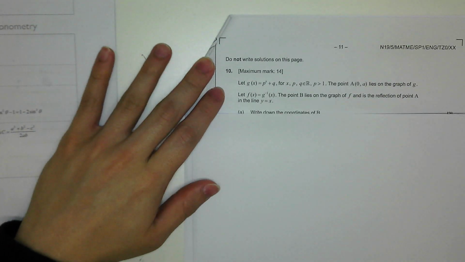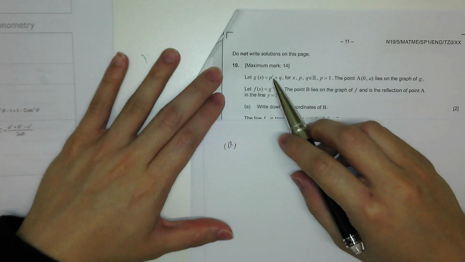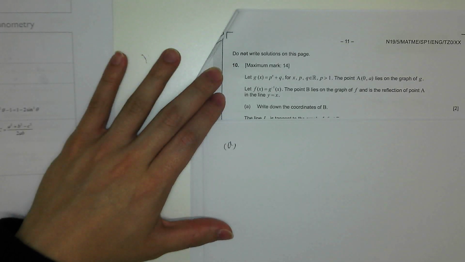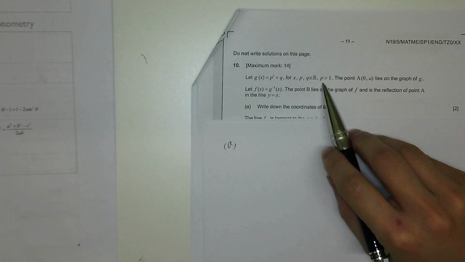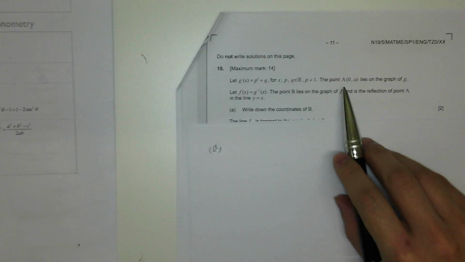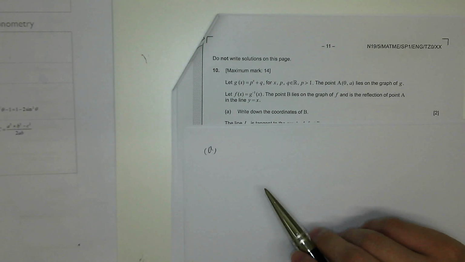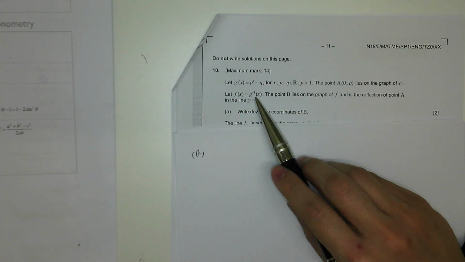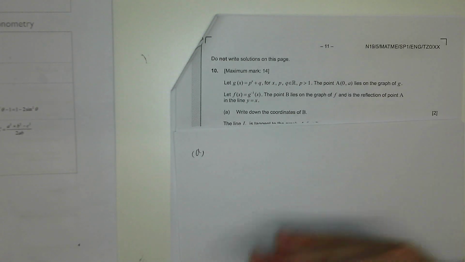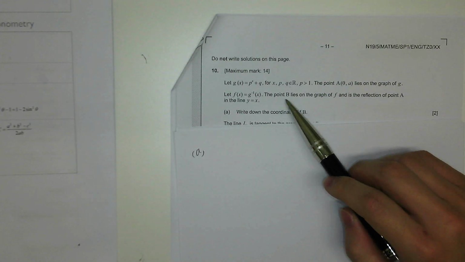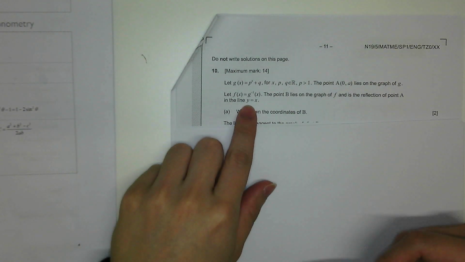So the last question is question 10. Let g(x) equal p to the power x plus q, for x, where p and q are all real numbers and p must be greater than 1. The point A with x and y coordinates (0, a) lies on the graph of g. And let f(x) equal the inverse of g. So inverse means x, y swap, the point's x and y coordinates swap each other. The point B lies on the graph of f and is the reflection of A in the straight line y equals x.